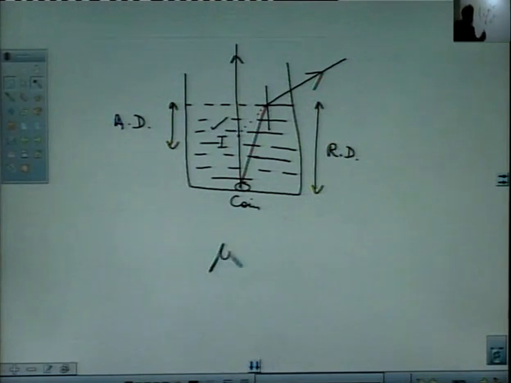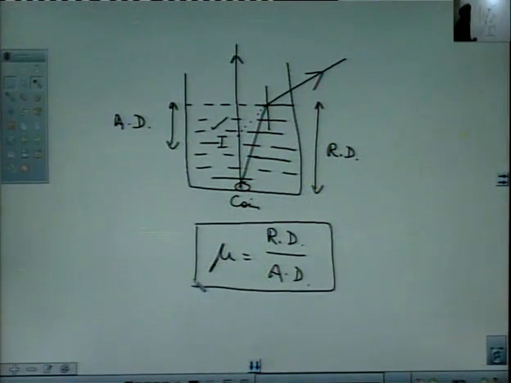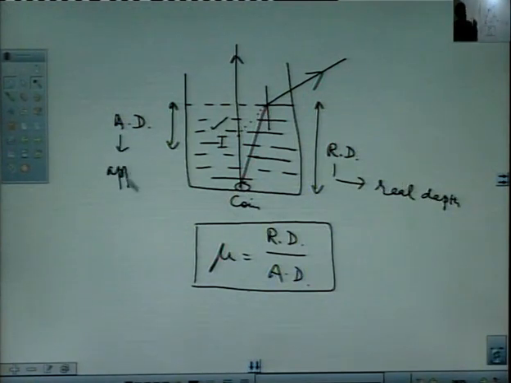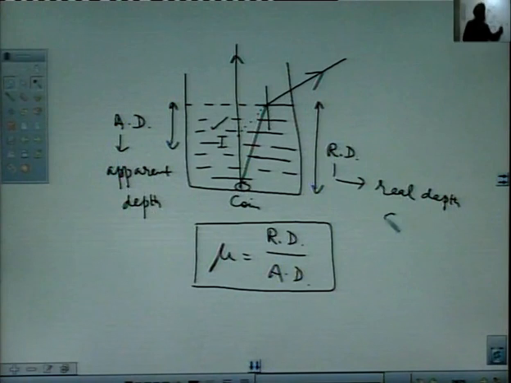If we know real depth and apparent depth, we can find mu. Practically or experimentally, we find mu by using this concept that mu is equal to real depth over apparent depth. So, this is the phenomenon of refraction of light.